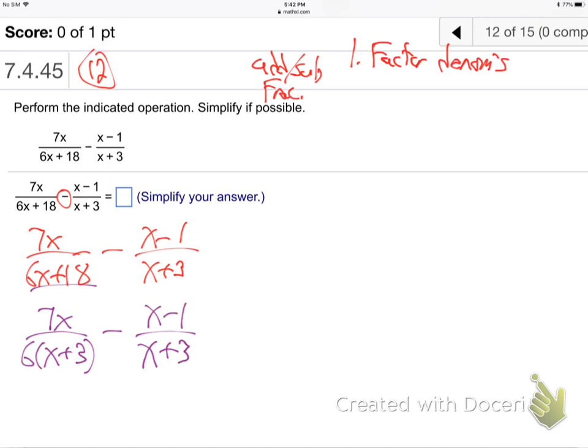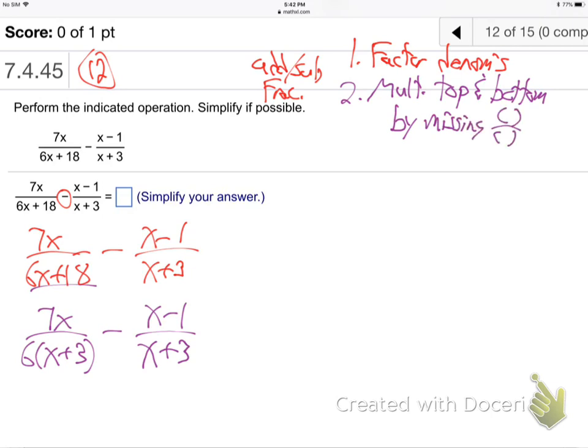Okay. So now, step 2, multiply top and bottom by whatever is missing. So we come in here and say, okay, what's missing? What is this guy missing? Nothing. What is this guy missing? The 6. So this guy doesn't need anything. That guy needs a 6. See how the two denominators are the same now?